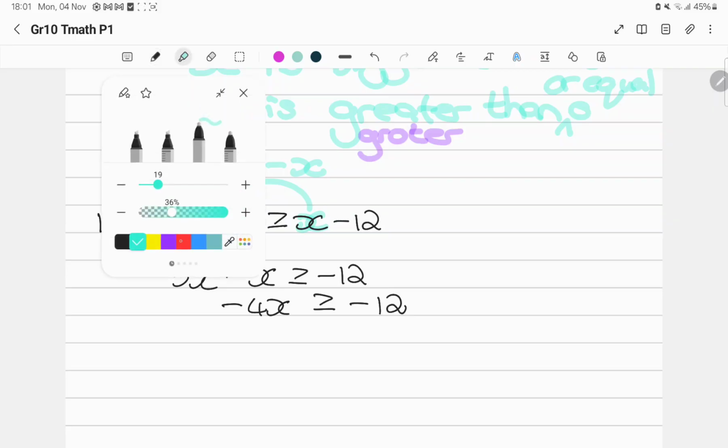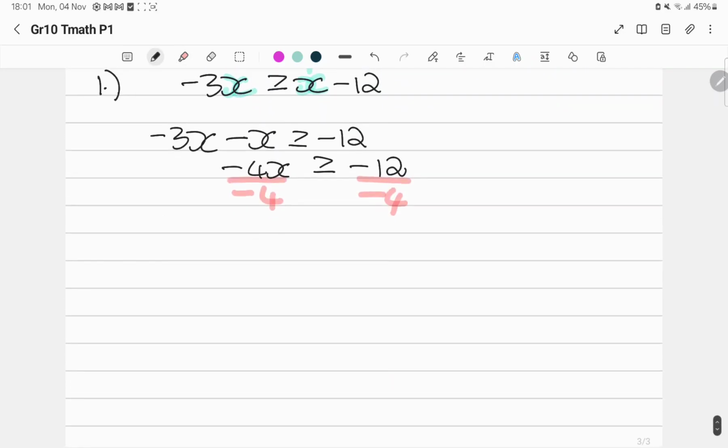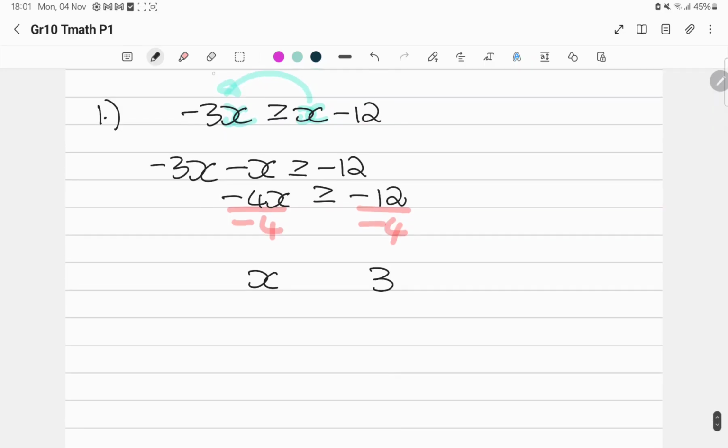Now, to get rid of this negative 4, I have to divide both sides by negative 4. And now an interesting thing happens. I had x, so that gives me that. And then what's negative 12 divided by negative 4? It gives me 3. Now, do you see the sign changed? Here it was a negative, and now I have a positive 3. Because I divide with a negative, this sign changes from a negative to a positive, which means this sign also has to change. So I'm going to turn it around.